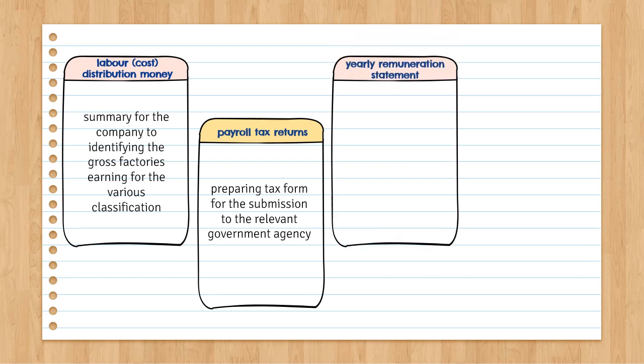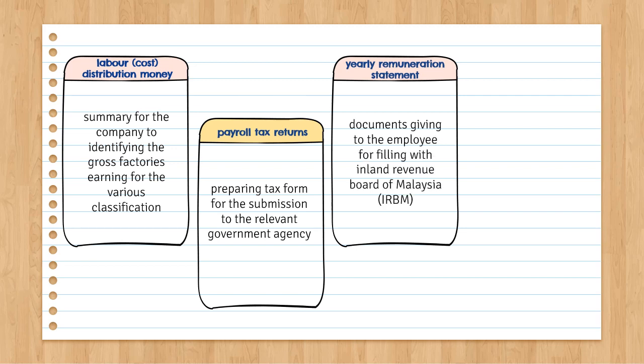Yearly remuneration statement. This document needs to be prepared for an employee for filing with the Inland Revenue Board of Malaysia. The document needs to show annual earnings, EPF contribution withheld, and other deductions authorized by the employee, including zakat payment and union dues.